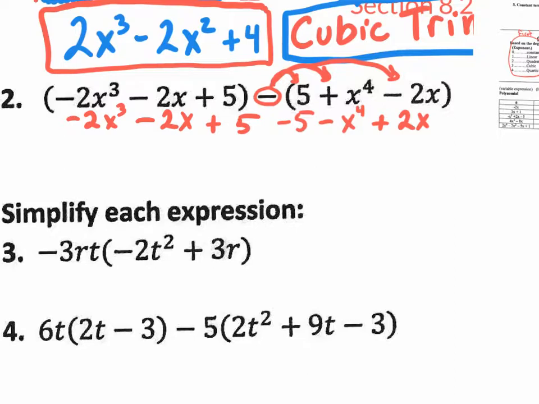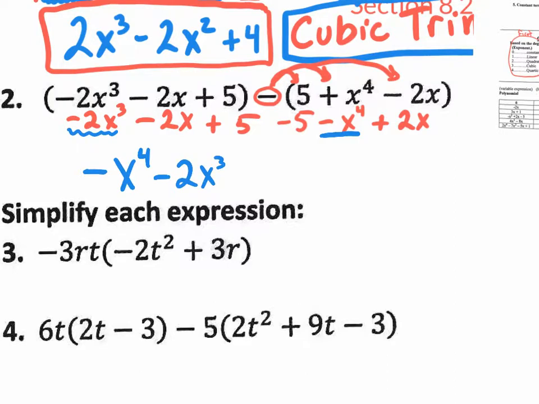This negative x to the fourth, is there any other term that's x to the fourth so we could combine it? And the answer is no, there is no other x to the fourth. So the first part of our answer will be negative x to the fourth. Let's move on to the next highest exponent, which is negative 2x to the third. And once again, there is no other x to the third value, so I'm just going to bring that down, negative 2x to the third.